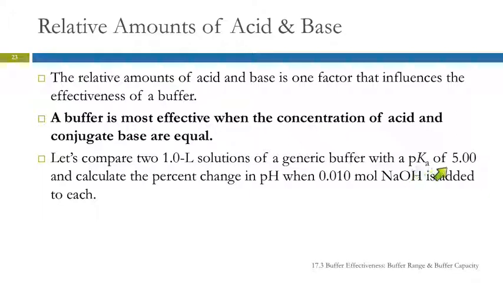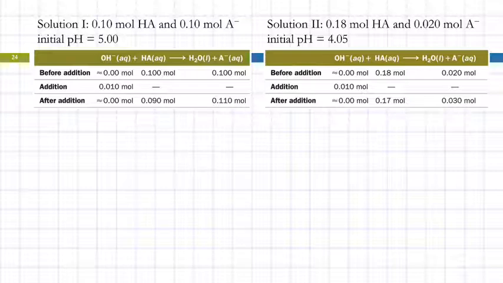This has a pKa of 5, and we're going to calculate the percent change in pH when 0.010 moles of sodium hydroxide are added to these solutions. So here we've got the first solution, equal moles of the acid and the conjugate base. The initial pH is 5 because that's the pKa of the solution. Before addition, we've got 0.1 moles of the acid, 0.1 moles of the conjugate base.